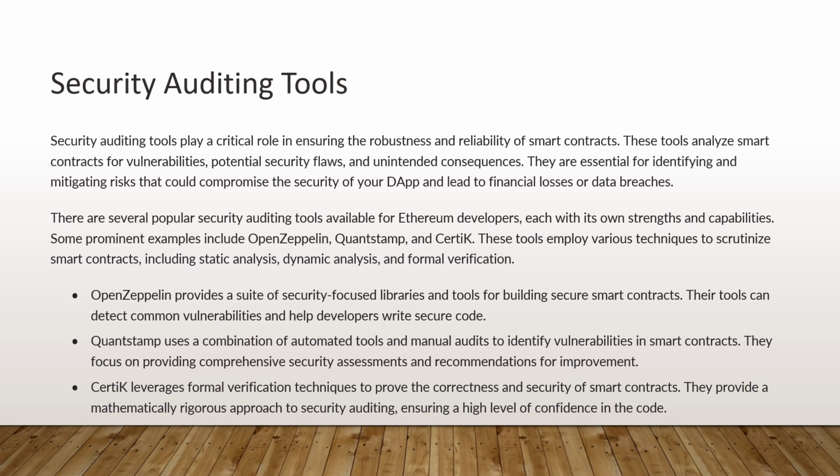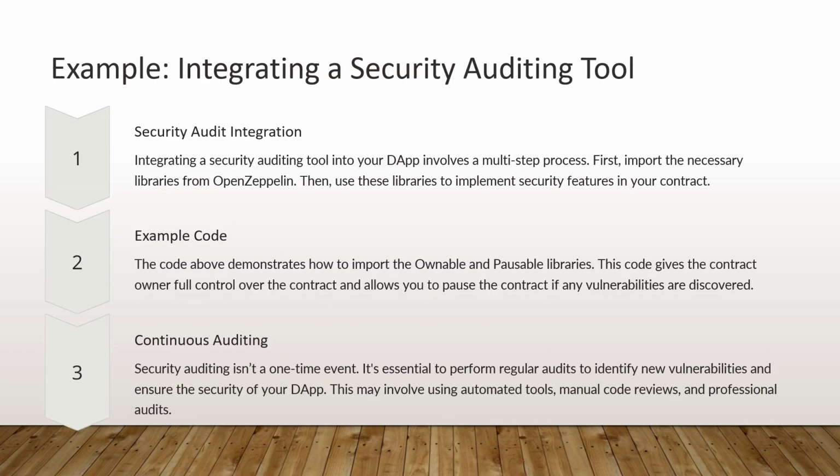Security auditing tools play a crucial role in ensuring the robustness and reliability of smart contracts. These tools analyze smart contracts for vulnerabilities and potential security flaws. Popular security auditing tools include OpenZeppelin, Quantstamp, and CertiK. These tools use technologies like static analysis, dynamic analysis, and formal verification, identifying risks that could compromise the security of a DApp.